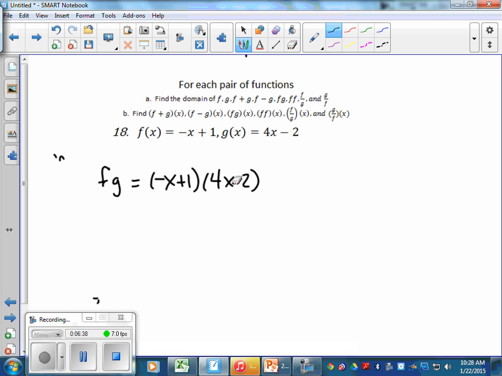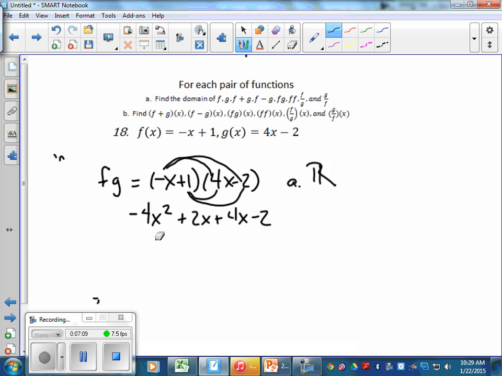My domain, if I multiply this times this, is going to be all real numbers. I'm not going to get a denominator, and I'm not going to get a square root. So my domain is all real numbers. So that's part A, domain. Part B says actually do f times g. So to do f times g, I've got to do FOIL, or the distributive property. Negative x times 4x is negative 4x squared. My outers, negative x times minus 2, would be plus 2x. My inners would be plus 4x, and the last ones would be minus 2. So my answer for f times g is negative 4x squared plus 6x minus 2.